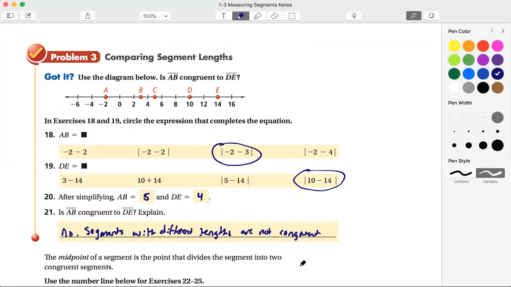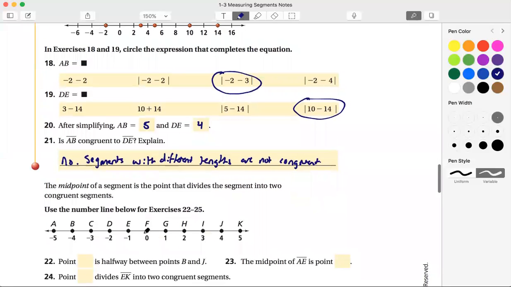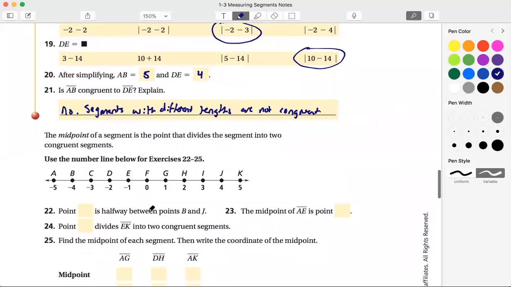Okay. So the next item we discuss in this section is the midpoint of a segment, which is the point that divides a segment into two congruent segments. All right, so what point is halfway between B and J? So here's B at -4 and J at +4. Well, halfway between -4 and +4 is 0. So the point F is halfway between.